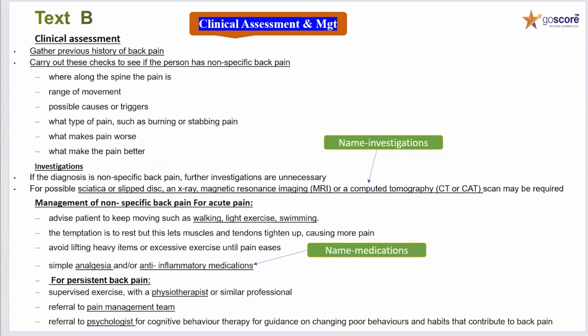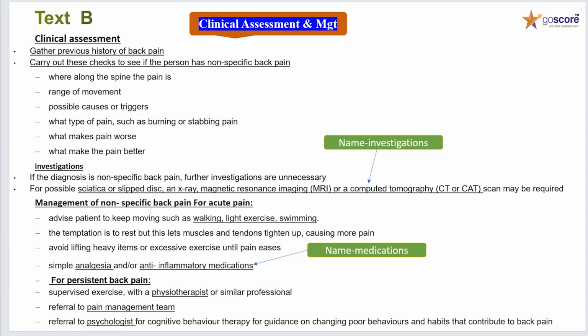Then text B. Here, clinical assessment is there. So you have to underline the subheading clinical assessment. Then here they have mentioned gather previous history of back pain. Carry out these checks to see if the person has non-specific back pain, they have mentioned here. Fine, they have some clinical assessment here. Okay, you just have to know that. Don't need to read completely. Skimming means you are just focusing on some important ideas. That's it. Here the heading is investigation. So clinical assessment is there in text B.